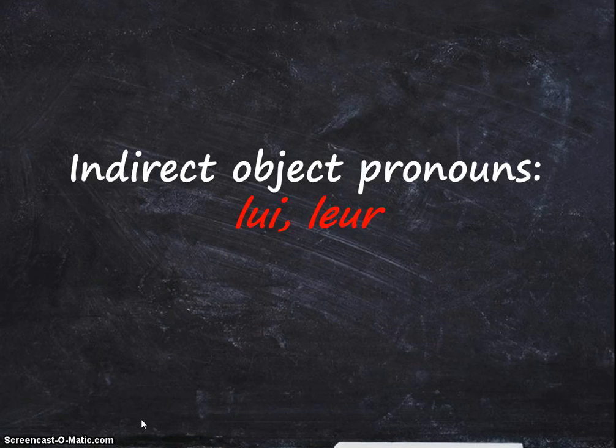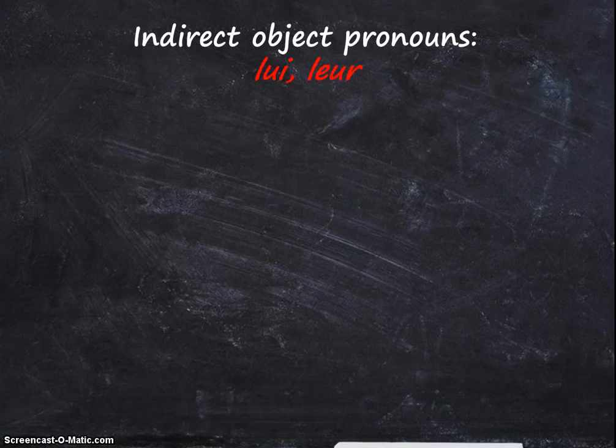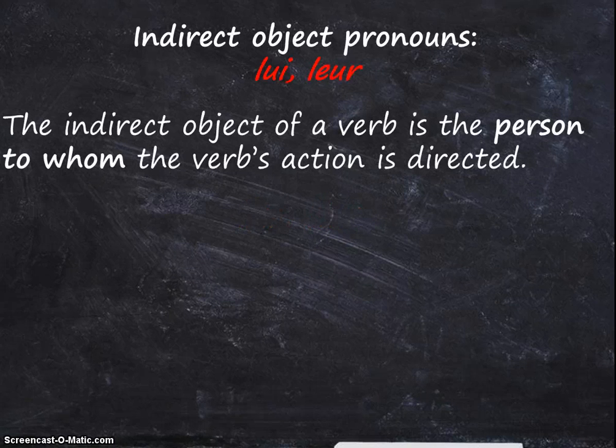But before we go ahead and start, let me define what an indirect object is. An indirect object of a verb is the person to whom the verb action is directed. For example, I'm talking to my sister. So, sister is an indirect object because the speech is directed to her. It's very important that you understand that.